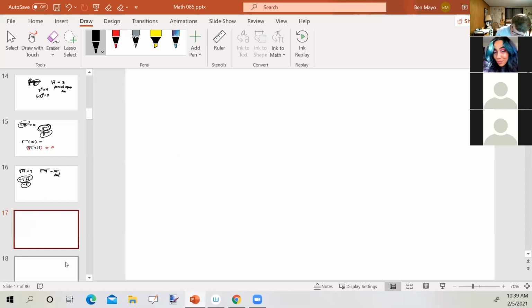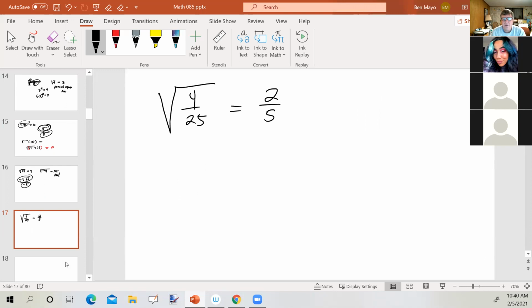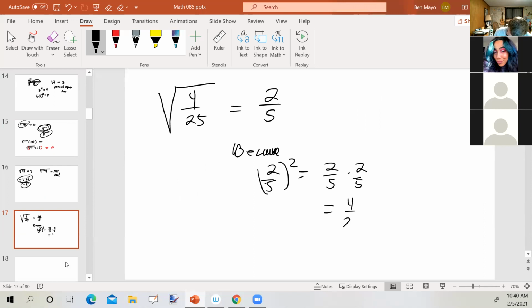Now, let's say we've got the square root of a fraction. Well, what's the square root of 4? 2. What's the square root of 25? 5. So the square root of 4 25ths would be 2/5, because 2/5 squared, which is 2/5 times 2/5, equals 4 25ths. All right.